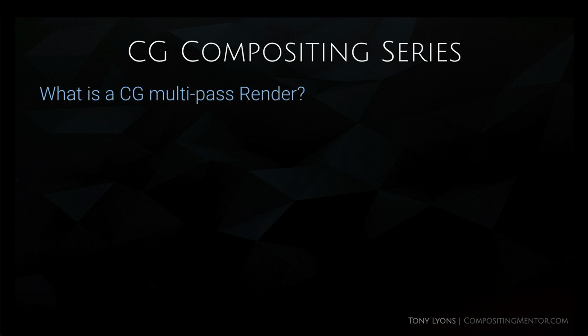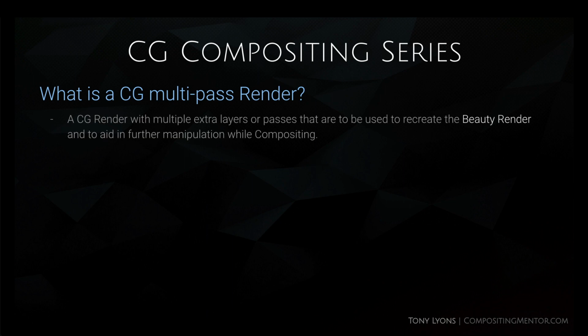What is a CG multipass render? A CG render with multiple extra layers or passes that are to be used to recreate the beauty render, which is the final image, and to aid in further manipulation while compositing.